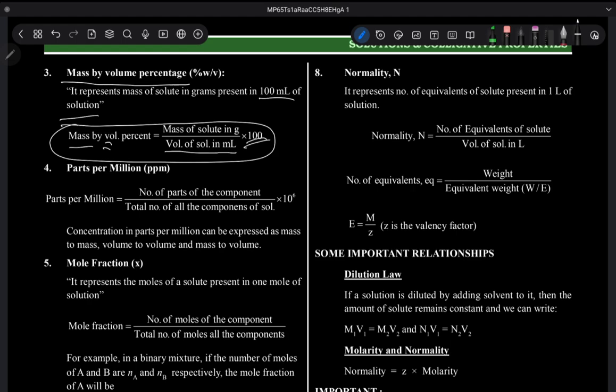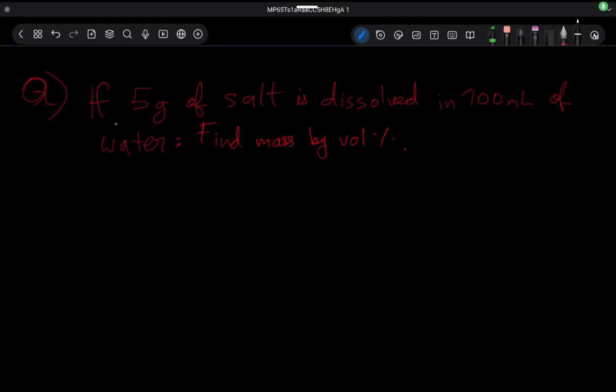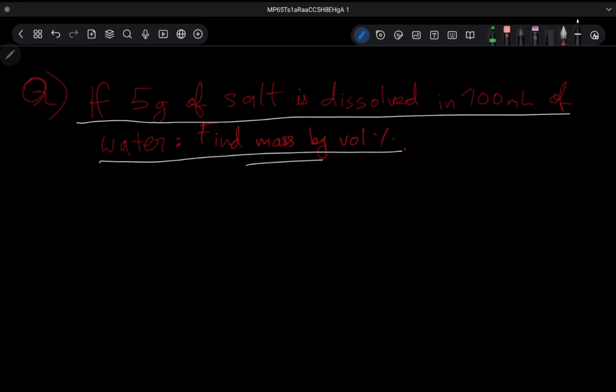And the formula is: mass by volume percentage is the mass of solute in grams divided by the volume of solution in ml, into 100. The question is, if 5 gram of salt is dissolved in 100 ml of water, find the mass by volume percentage. To find it, you just need to see how much salt, which is the solute, is in 100 ml of water, which is the solvent.